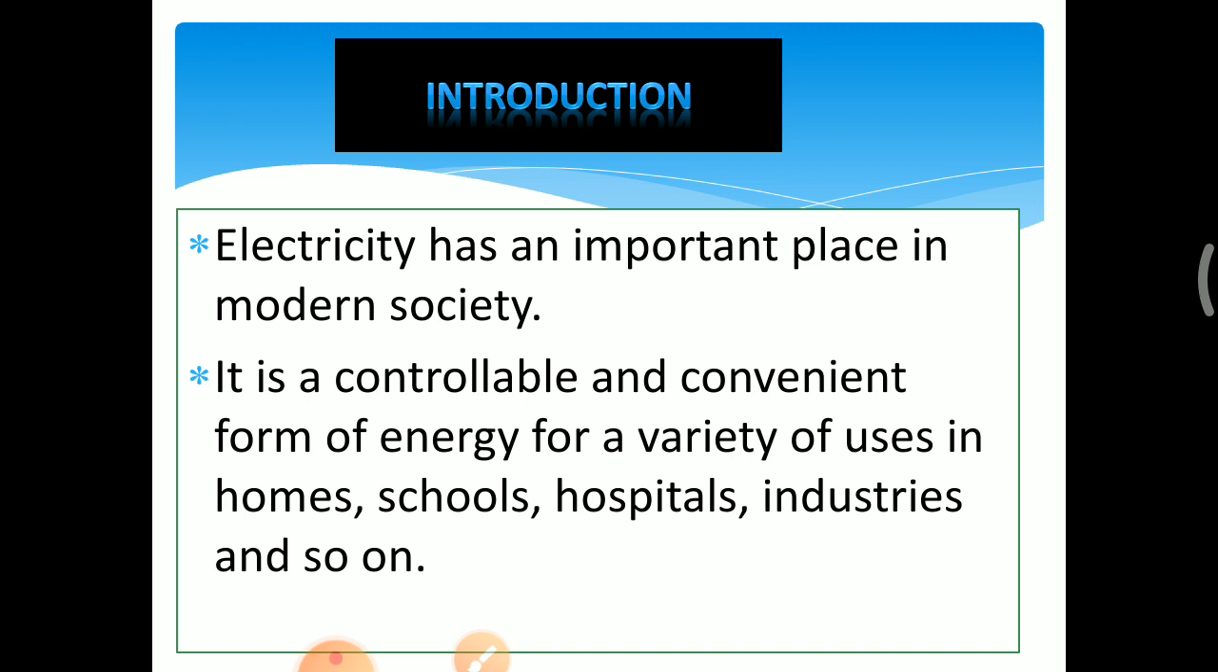Why do I say that electricity is controllable? Because we can control electricity by using a switch. And also it is one form of energy. You know that there are different types of energies: thermal energy, wind energy, chemical energy, kinetic energy, potential energy. In the same way, electricity is also one form of energy. It is used in homes, schools, hospitals, industries, and so on. So from this we can say that electricity is very important for our life.